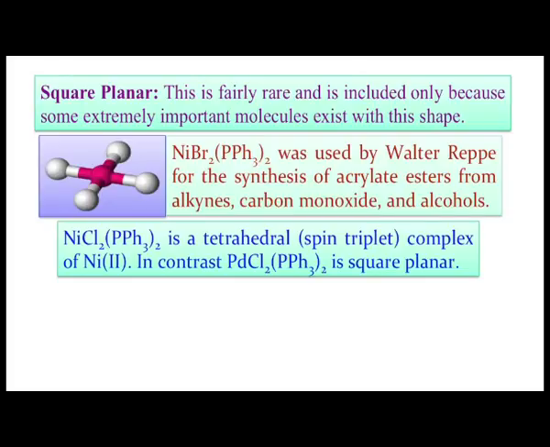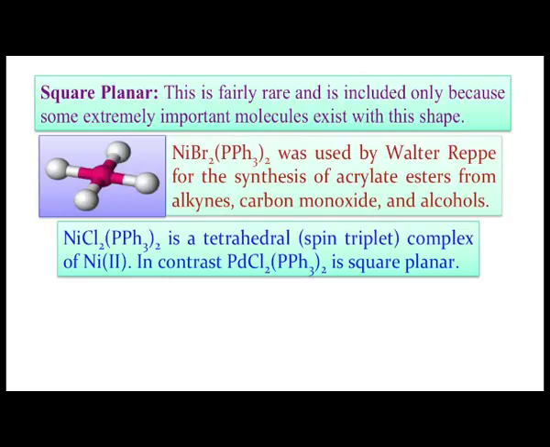So, the other alternative for this coordination number of 4 is the square planar arrangement, and it is very important. If we consider the corresponding compound, NiBr2(PPh3)2, which is a very good catalyst used by the scientist Walter Reppe for the synthesis of acrylate esters from alkyne, carbon monoxide and alcohol, which is a very good application for this.